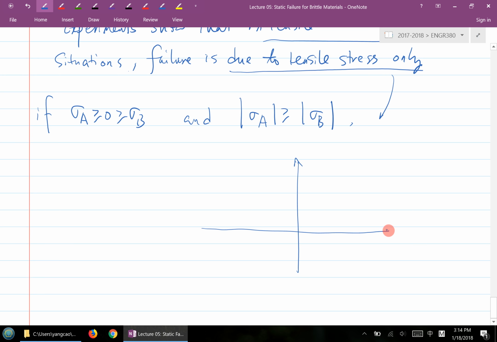Let's think about it from the structure point of view now. Here's your sigma A, here is sigma B. Here is sigma A equal to sigma B, and this is your SUT. First quadrant, there's no change in the first quadrant. Now I'm going to draw another line here. This line I call sigma A equal to negative sigma B.